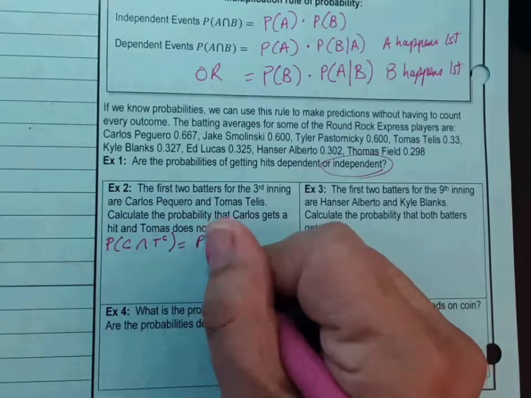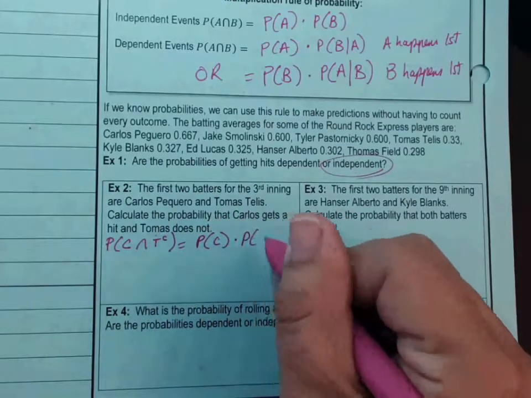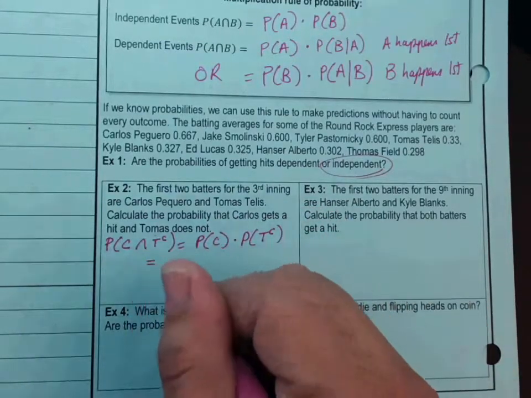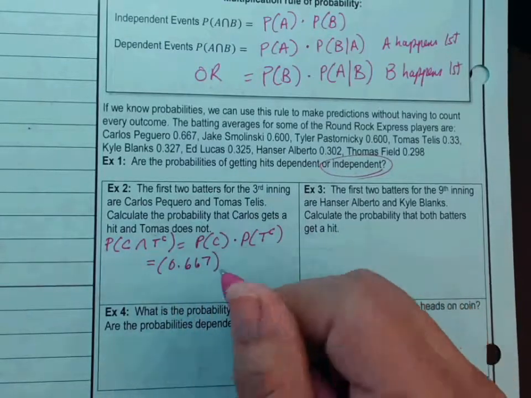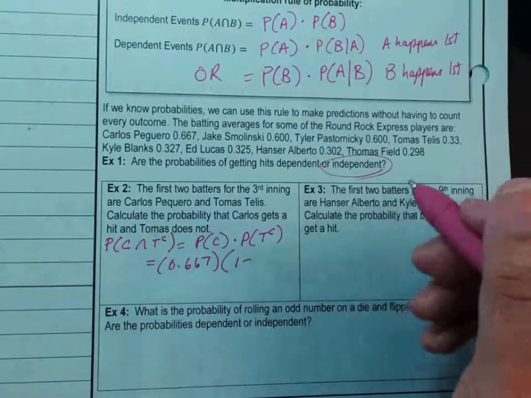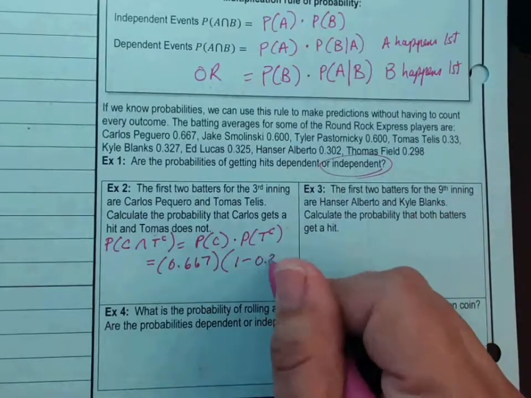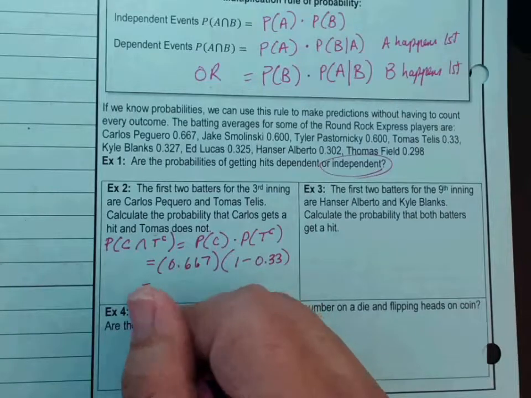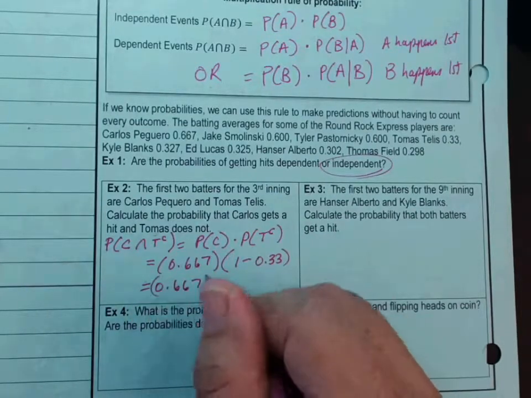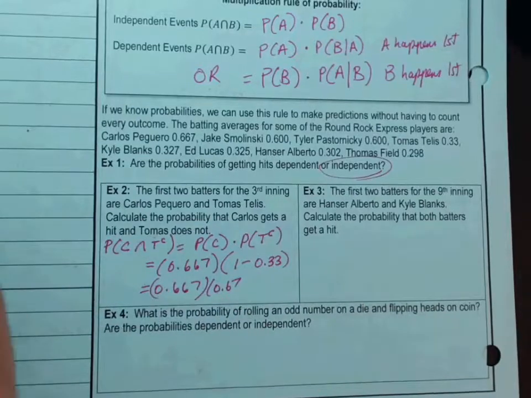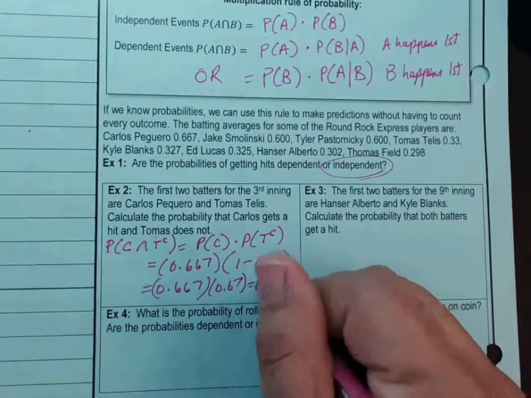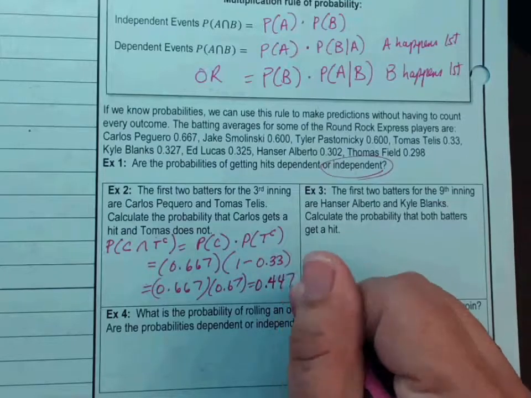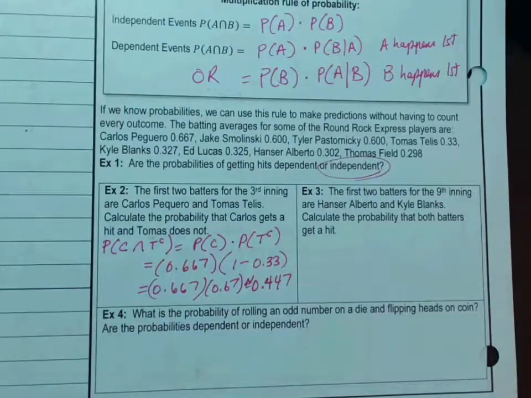Well, these are independent, so I can just go ahead and multiply the probabilities. For Carlos, the probability is 0.667. Because I'm doing Thomas doesn't get a hit, I actually have to subtract the probability he does get a hit. I'm doing the complement. So it's the product of 0.667 and 0.67, which I'll go ahead and calculate really quickly, which is about 0.447 roughly. I rounded. Okay.